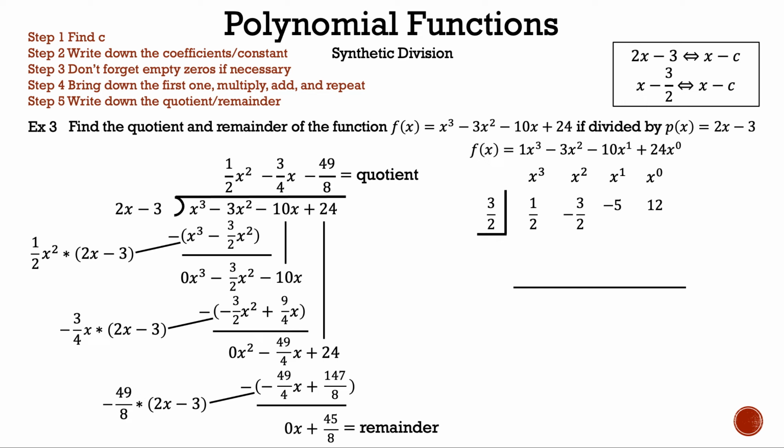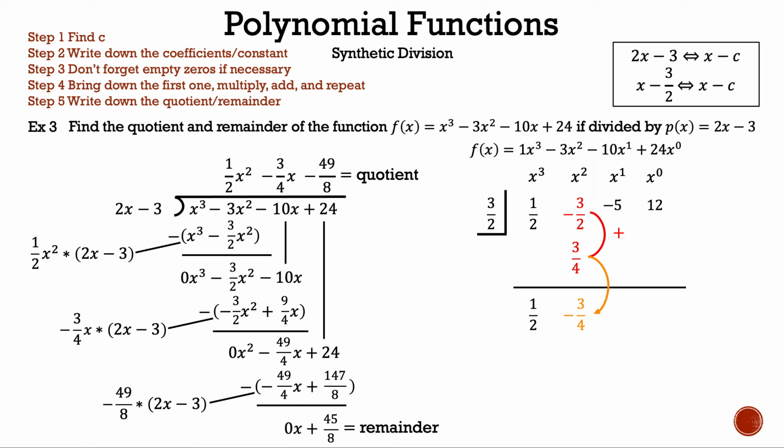The next step is to bring down the first number, in this case 1 over 2, to the bottom row, and multiply it by the c value, in this case 3 over 2. And 3 over 2 times 1 over 2 is 3 over 4. The result, 3 over 4, goes under the negative 3 over 2. Now we add the negative 3 over 2 and the 3 over 4 and put the result, negative 3 over 4, on the bottom row.